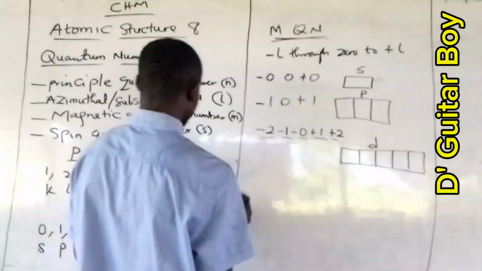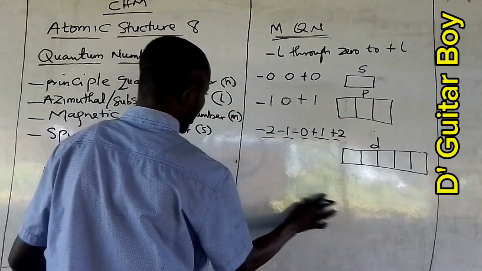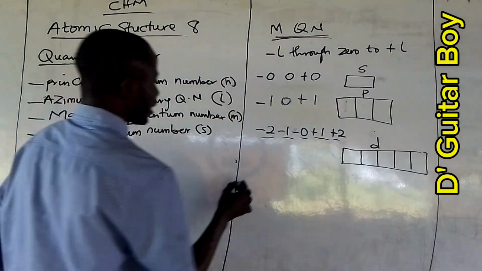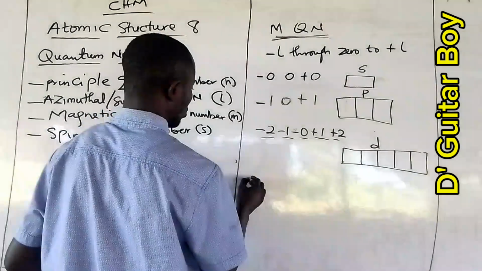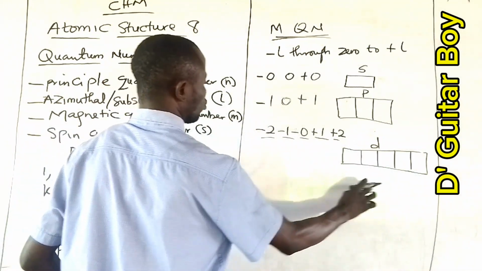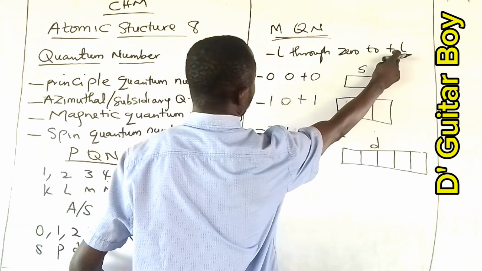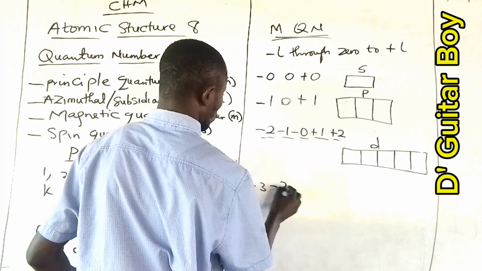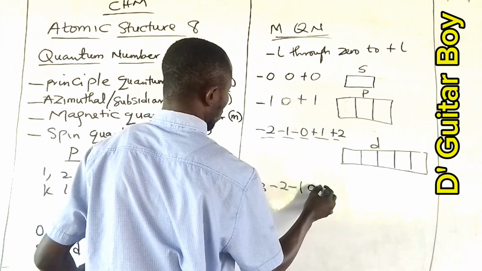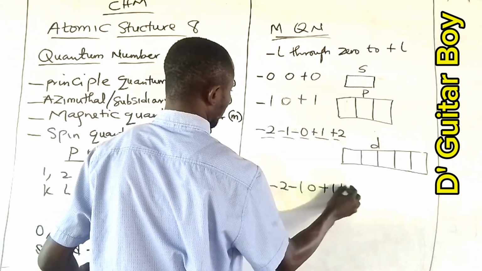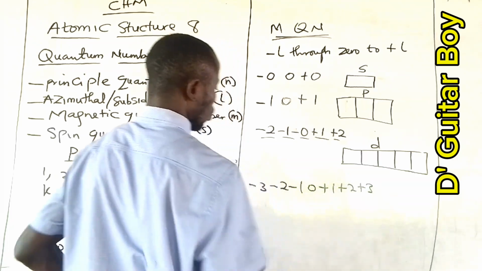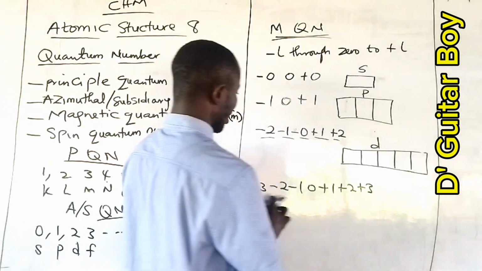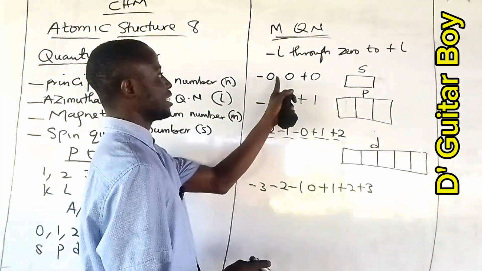So the next one is what? The f orbital. We'll stop there. For the f orbital, the value of L is 3. When L is 3, it will start with minus 3 and end with plus 3, minus L through 0 to plus L. You take it minus 3, minus 2, minus 1, 0, plus 1, plus 2, plus 3. So minus 3 through 0 to plus 3. All the values here are different. You can also check it by adding them, the way I did it here before.